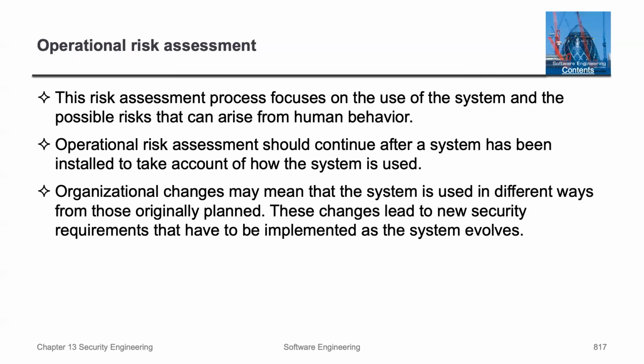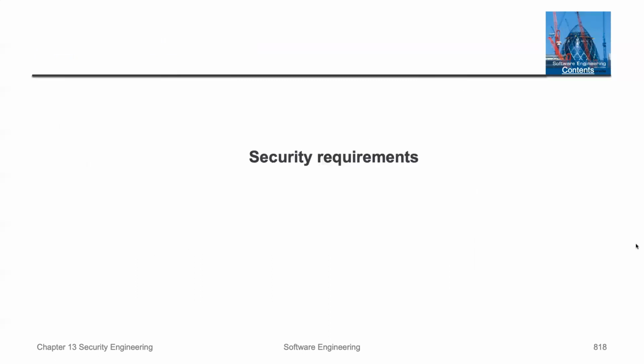For operational risk assessment, this risk assessment process focuses on the use of the system and the possible risks that can arise from human behavior. Operational risk assessment should continue after a system has been installed to take account of how the system is used. Organizational changes may mean that the system is used in different ways from those originally planned, and these changes lead to new security requirements that have to be implemented as the system evolves.